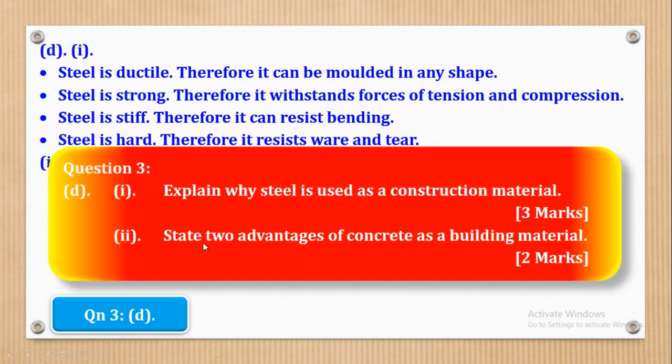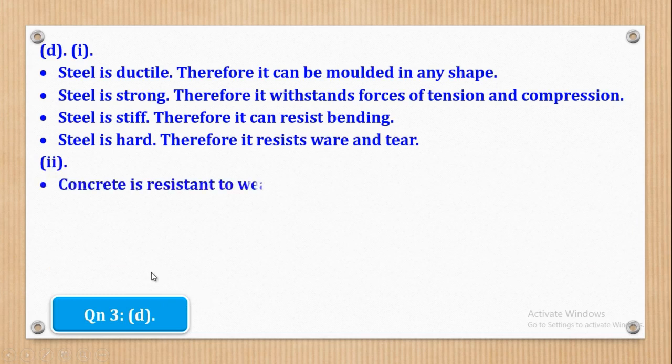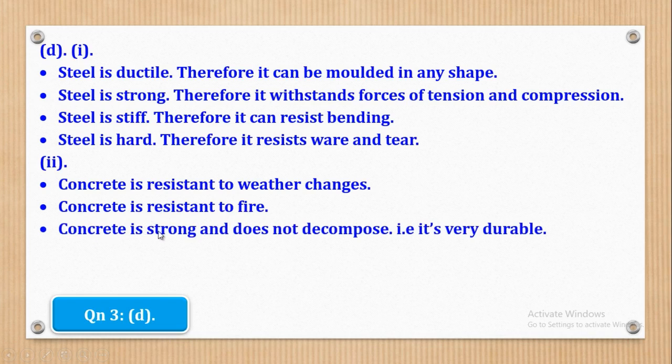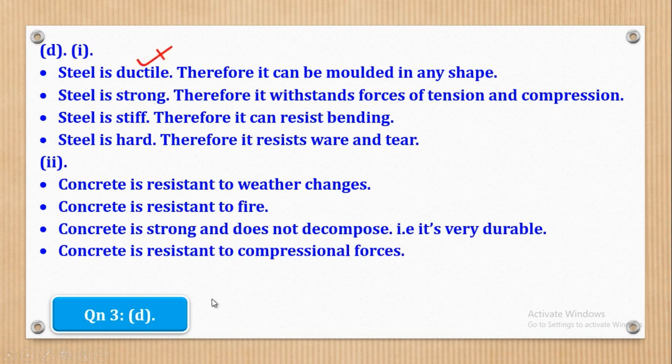Now Roman 2 said, state 2 advantages of concrete as a building material. First of all, concrete is resistant to weather changes. Remember they told us to state. Next, concrete is resistant to fire. We're just stating, we're not explaining. Another one is, concrete is strong and does not decompose. In other words, it is very durable. And also concrete is resistant to compressional forces. So basically that's what they wanted.